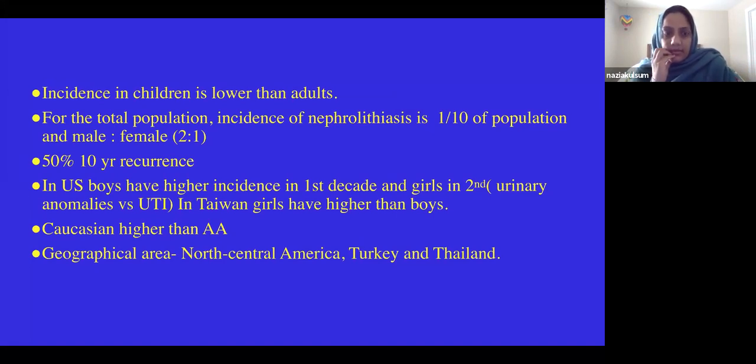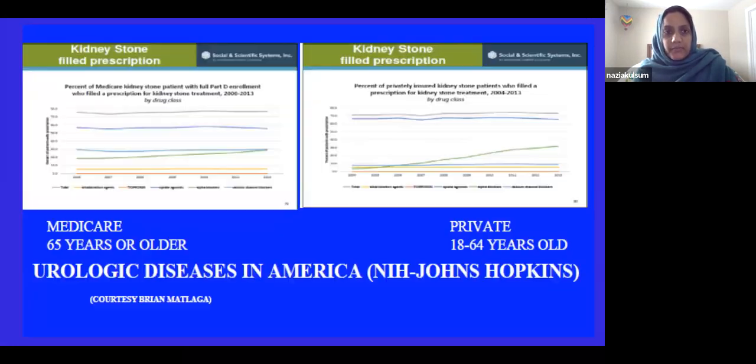And in the US, the incidence is much higher in boys, more so in the first decade, and in girls in the second decade. Kids with urinary abnormalities or UTI have higher incidence. Caucasians tend to have higher incidence than African Americans, so there may be some genetic predisposition there. And then, of course, geographical area does matter. Northern and Central America, Turkey, Thailand, these are all areas that could have higher incidence of kidney stones, possibly because of the water source.